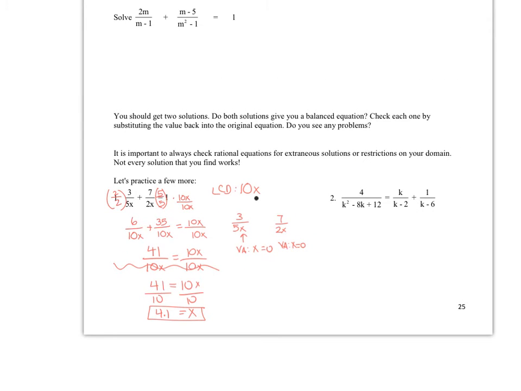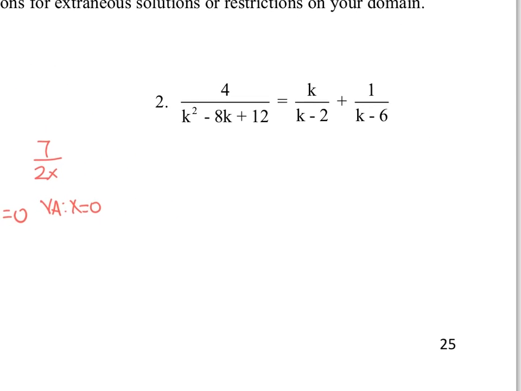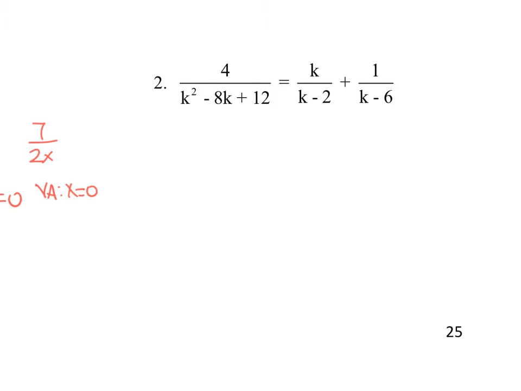Let's take a look at, why don't we do number 2? So here, you might be thinking, oh man, I can't figure out what the common denominator is. But notice the first one over here. If you were to factor that, notice it is the product of the other denominators, right? The 2 factors of 12 that add up to -8 are -2 and -6. So it's kind of gearing us to know what our LCD should be, okay?